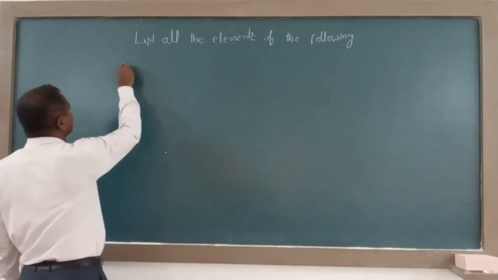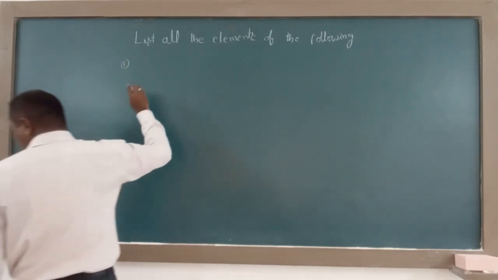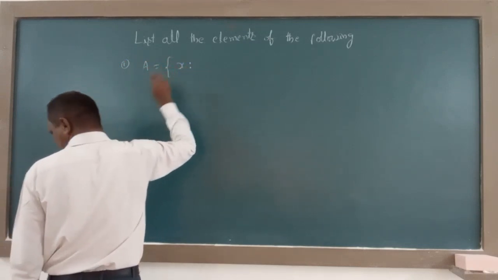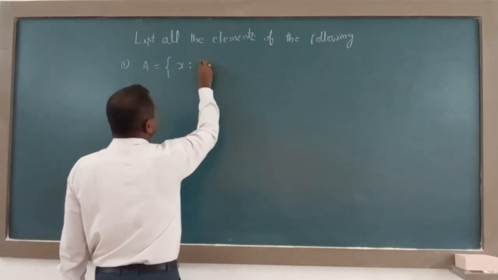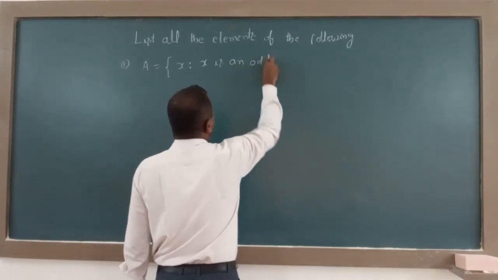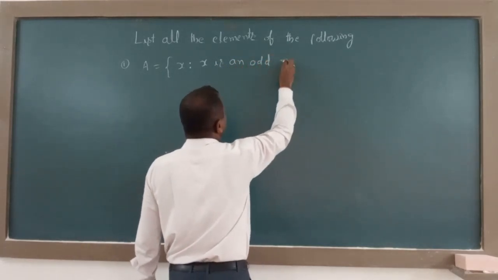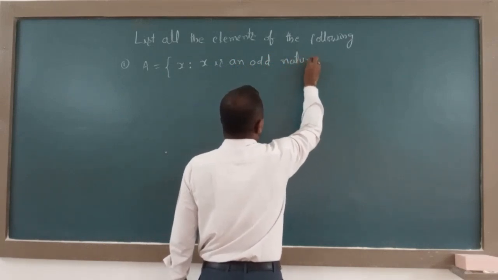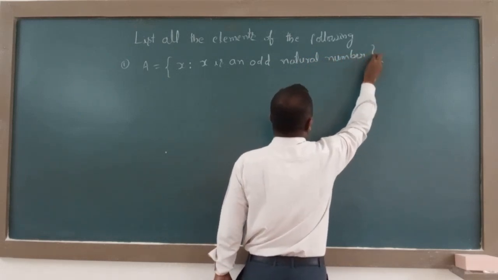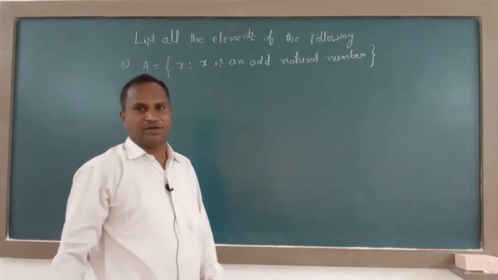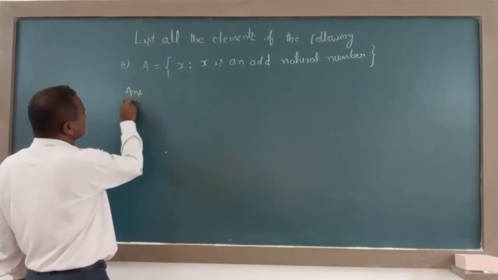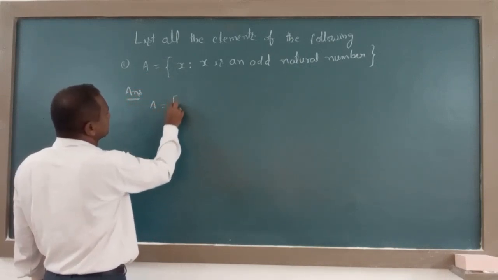First question is A is equal to {x such that x is an odd natural number}. Odd natural number here. The answer for this question is A is equal to odd natural numbers.